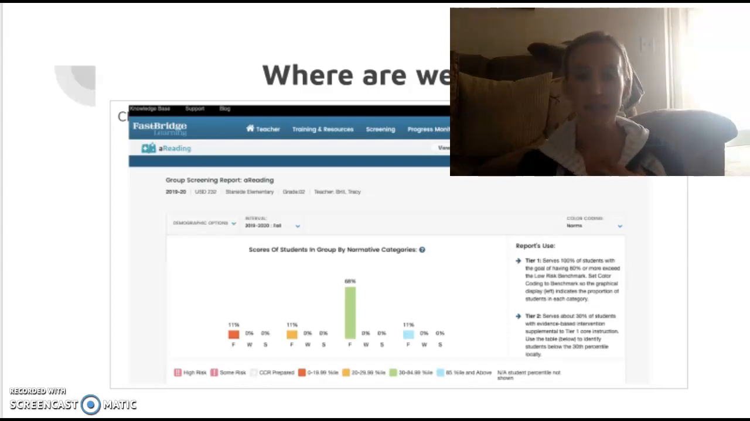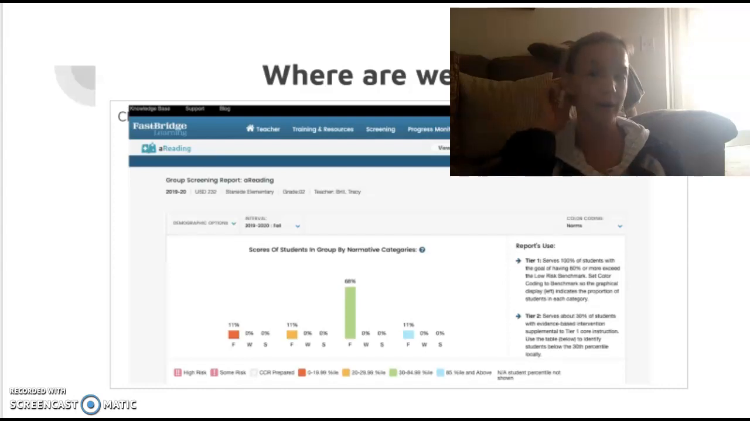This data shows my students. And one thing I don't have access to is the whole school. That's something I would want to look into for our school, seeing what the data shows from FastBridge for reading and math.